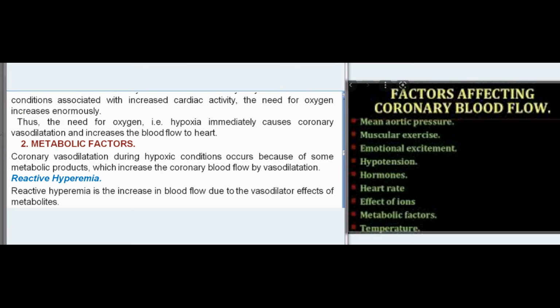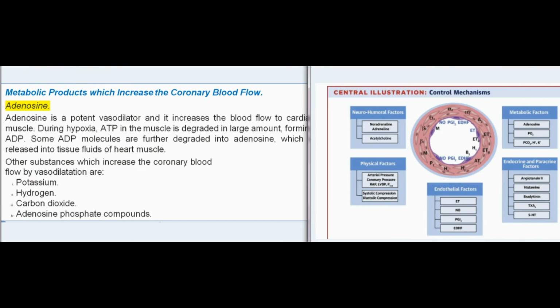2. Metabolic factors. Coronary vasodilatation during hypoxic conditions occurs because of some metabolic products, which increase the coronary blood flow by vasodilatation. Reactive hyperemia. Reactive hyperemia is the increase in blood flow due to the vasodilator effects of metabolites. Metabolic products which increase the coronary blood flow.